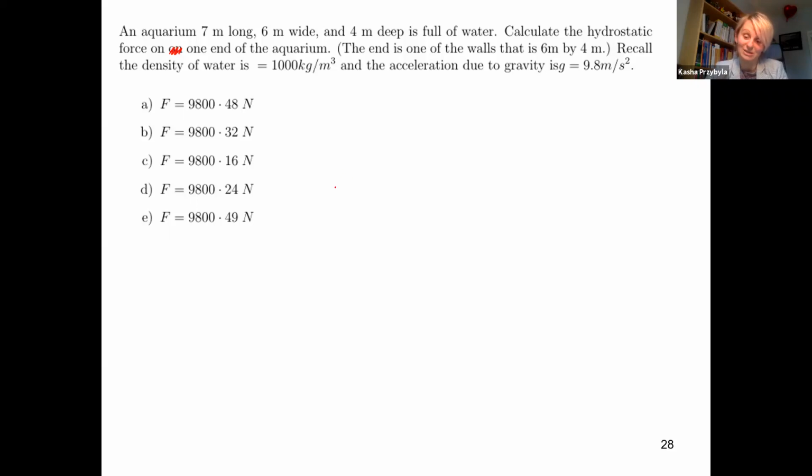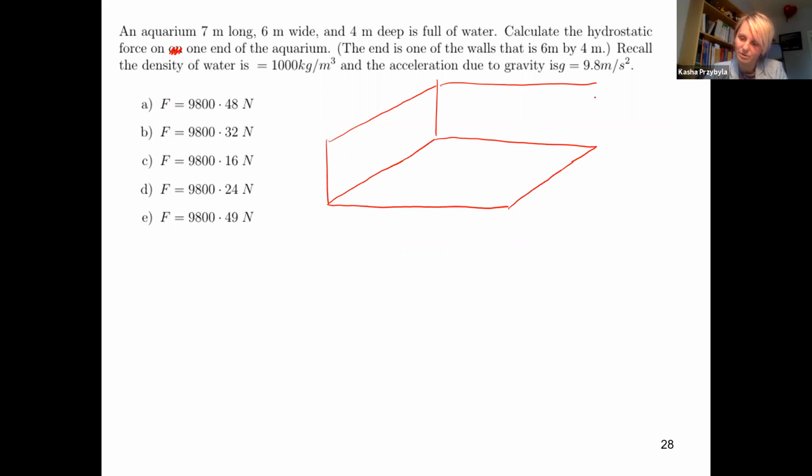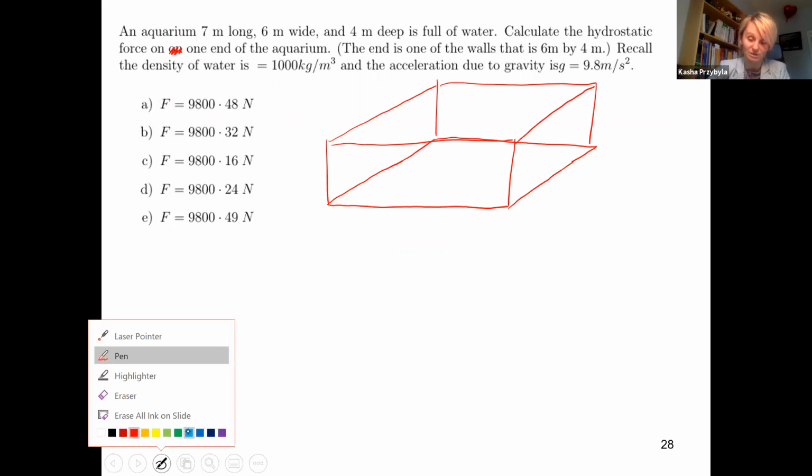Maybe you know the answer. I will draw the aquarium for you. Oh, it's 6 wide. That means it's almost like a square. Okay, and then 4 deep. I can tell you, I will give you an almost identical question. I will just change the numbers.